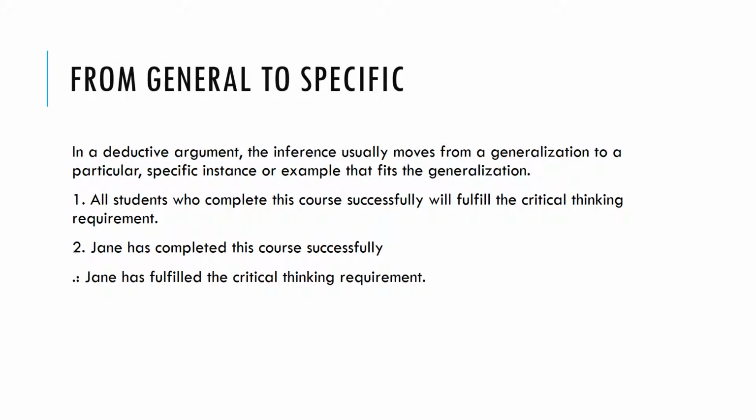In a deductive argument, the inference usually moves from a generalization to a particular specific instance or example that fits the generalization. Let's look at this example. All students who complete this course successfully will fulfill the critical thinking requirement. Jane has completed this course successfully. Therefore, Jane has fulfilled the critical thinking requirement. So the first premise is a broad general statement. The second premise is something more specific, which leads us by necessity to the conclusion of the argument.